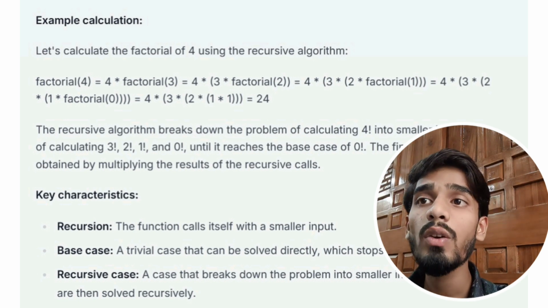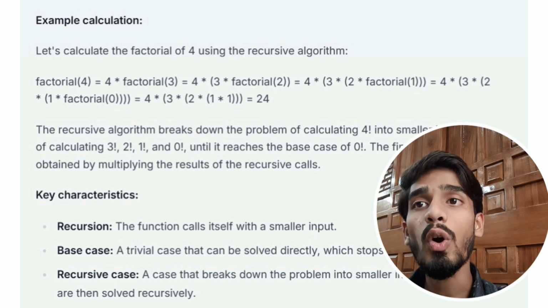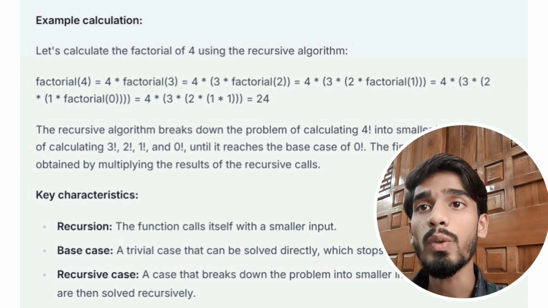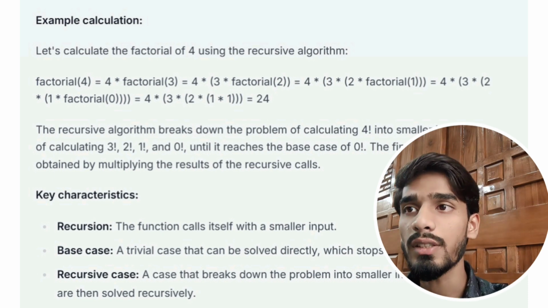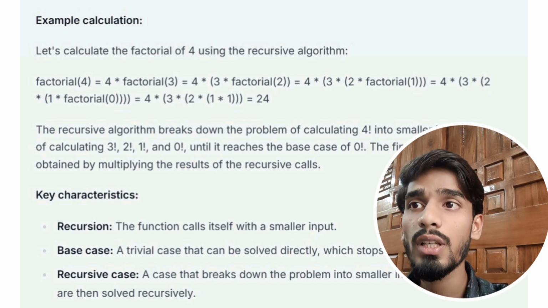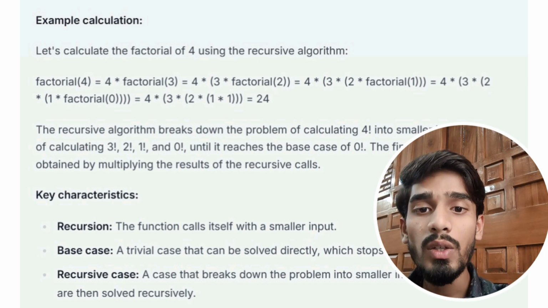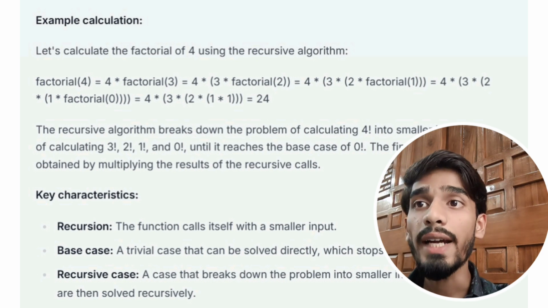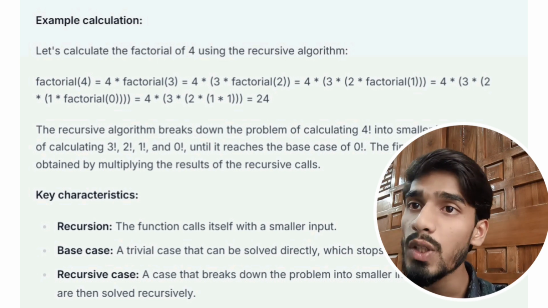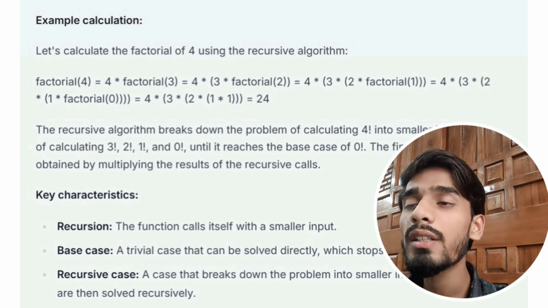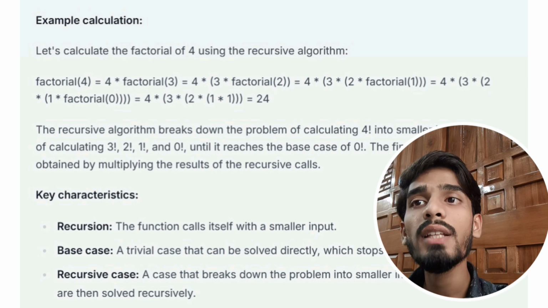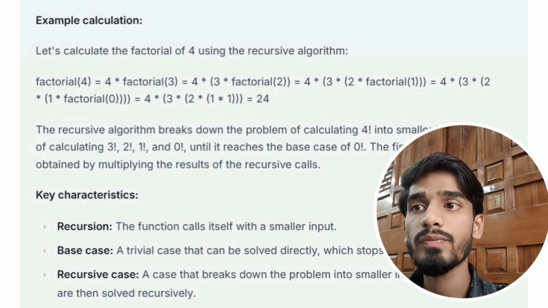The recursive algorithm breaks down the problem of calculating 4 factorial into smaller instances of calculating 3 factorial, 2 factorial, 1 factorial and 0 factorial until it reaches the base case of 0 factorial. The final result is obtained by multiplying the results of the recursive calls.